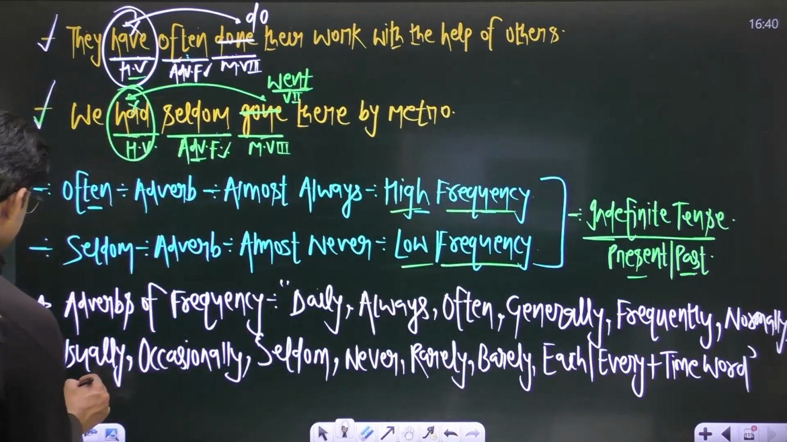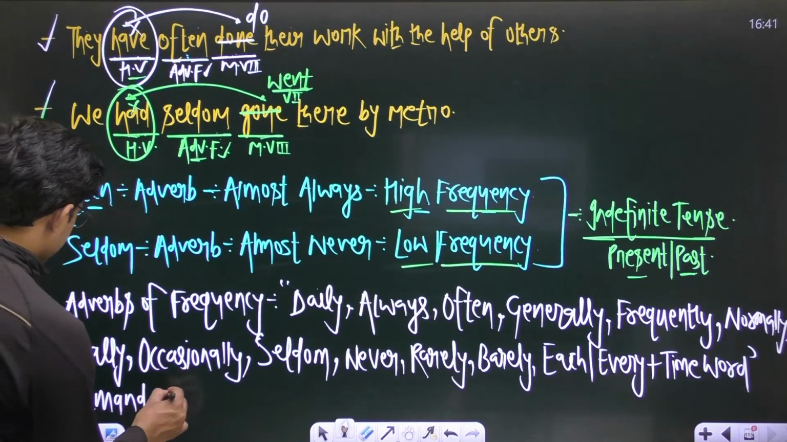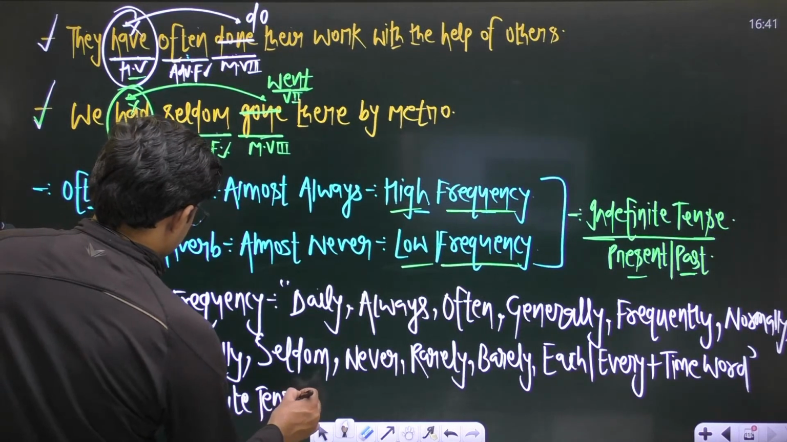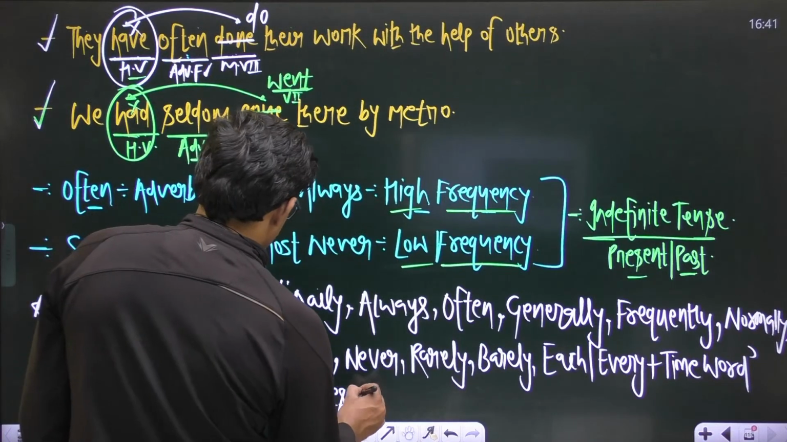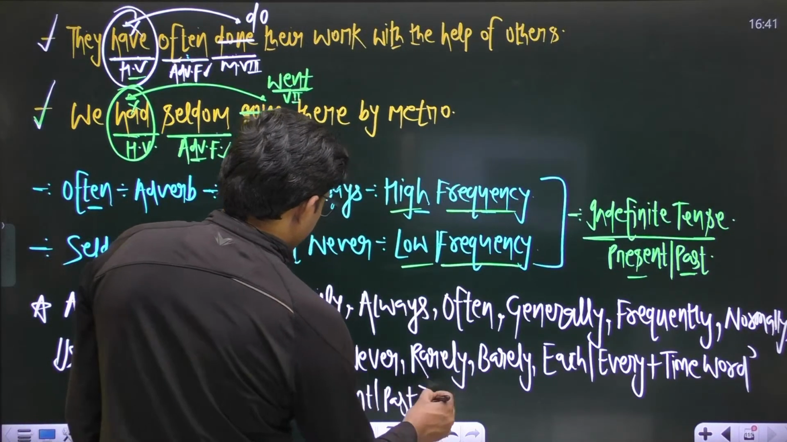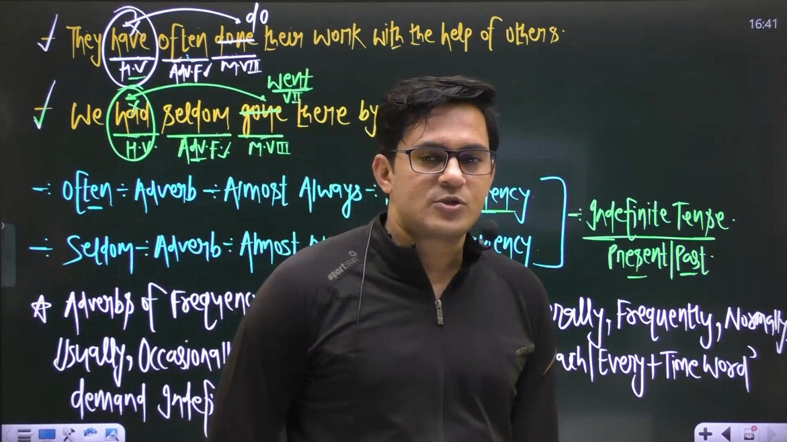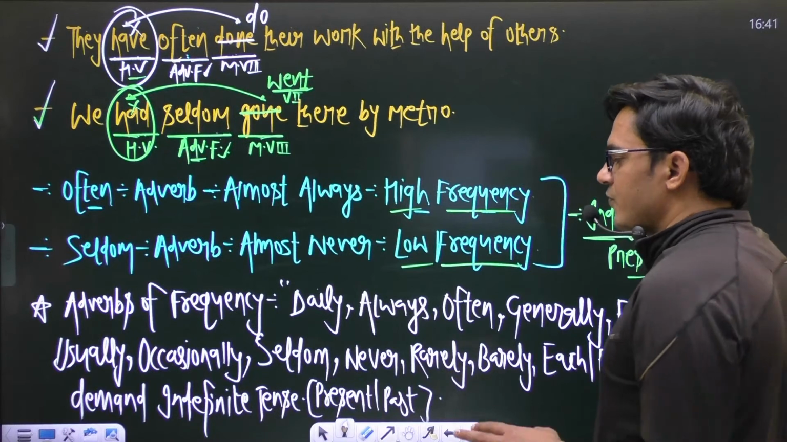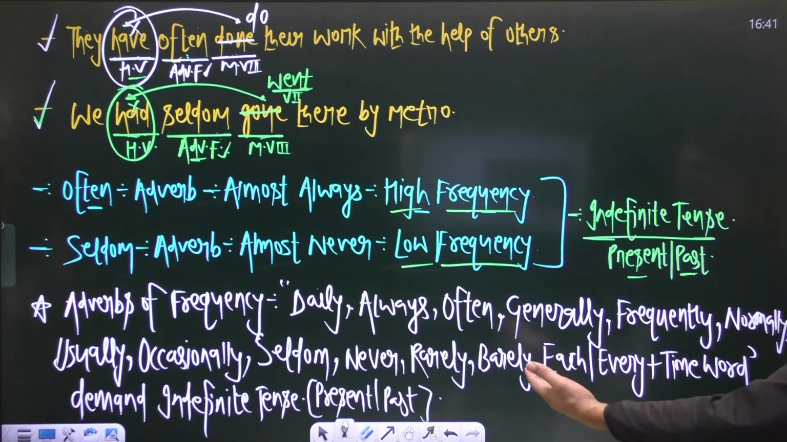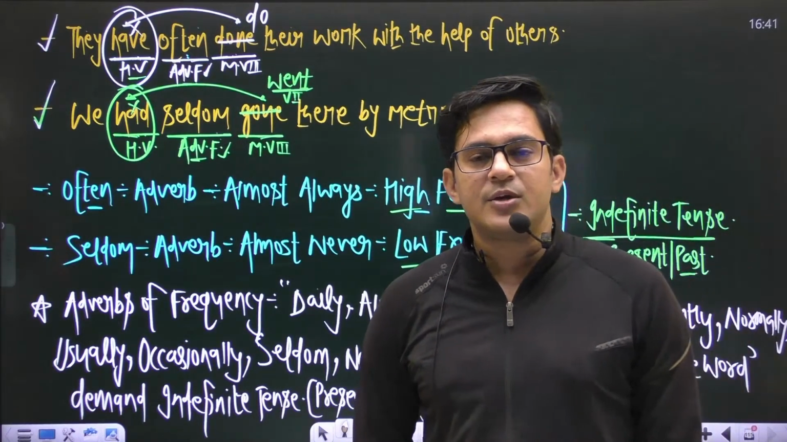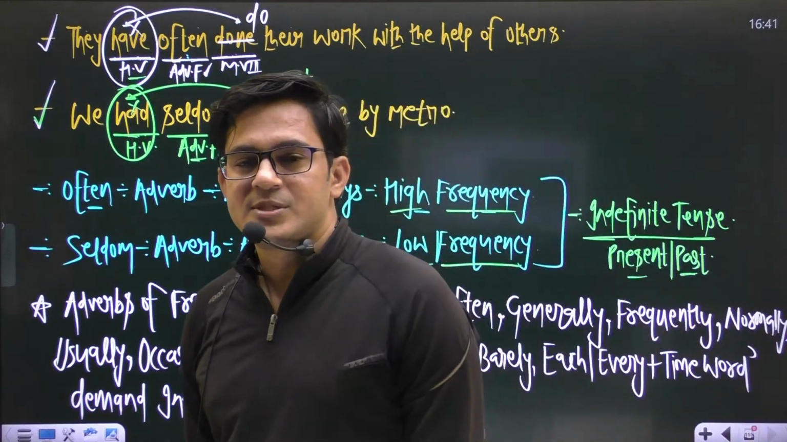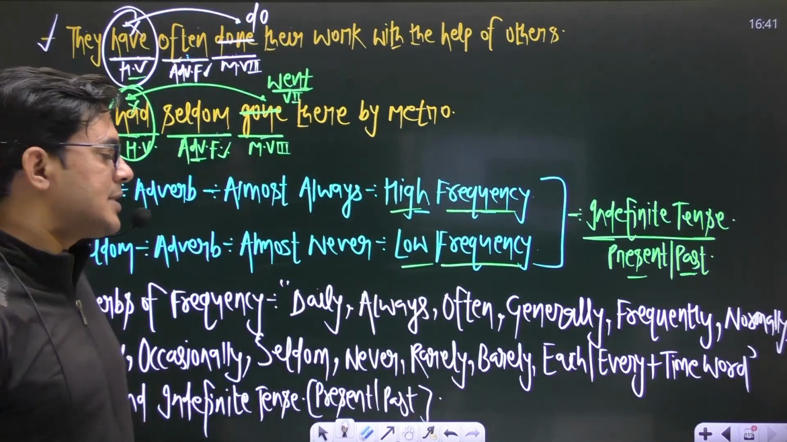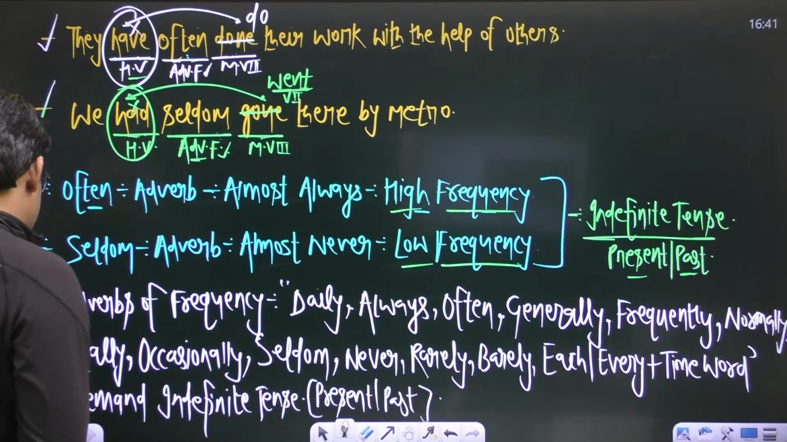These are the words which demand indefinite tense, and this indefinite must be either present or past. Don't use future indefinite tense, because for future indefinite tense we have some other words of frequency. To denote present indefinite or past indefinite, we have such keywords. These are the adverbs of frequency. Some of the adverbs show high frequency, and some of the adverbs from this list show low frequency. Ultimately, to denote frequency, we use indefinite tense. This indefinite must be of present or past. So let us move to the next one.